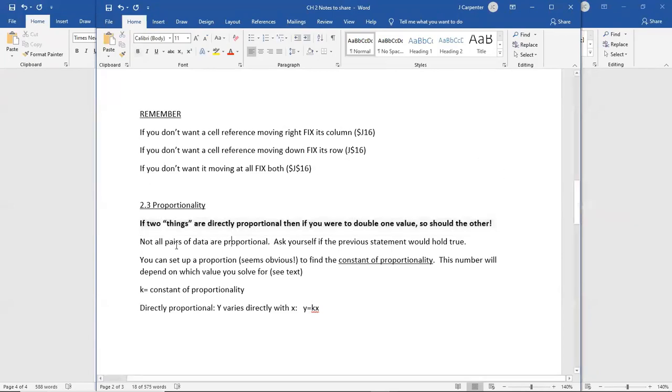We've also discussed how not all pairs of data are proportional. So in the real world, you are likely to have to ask yourself if that previous statement holds true or not. If you were to double one, does the other have to double? So what this leads into is the group work that you'll have to do.